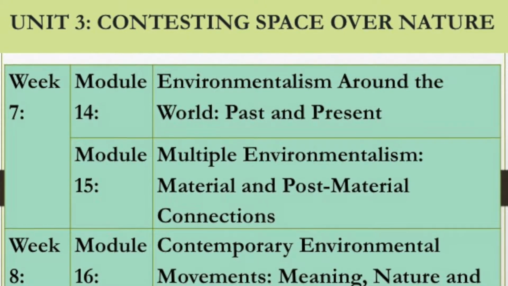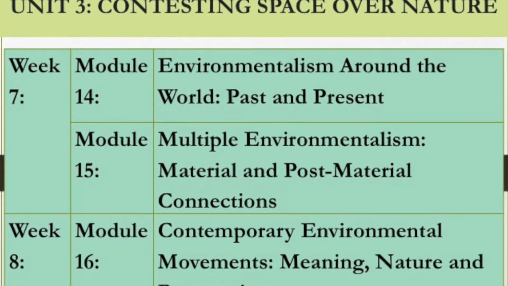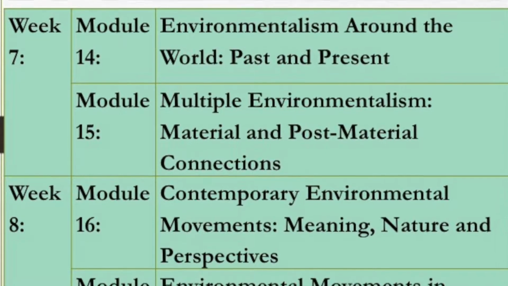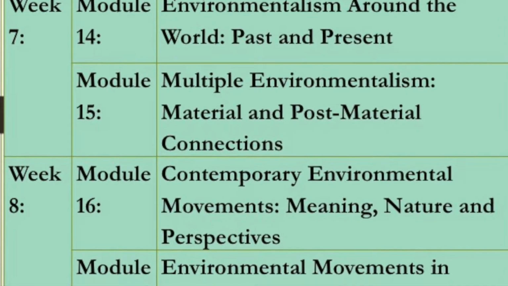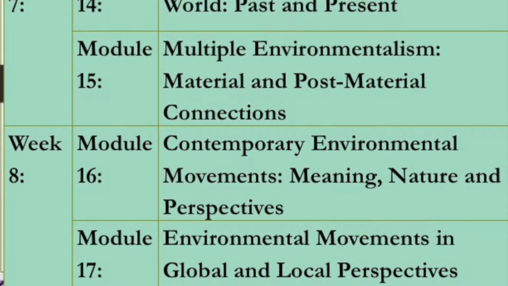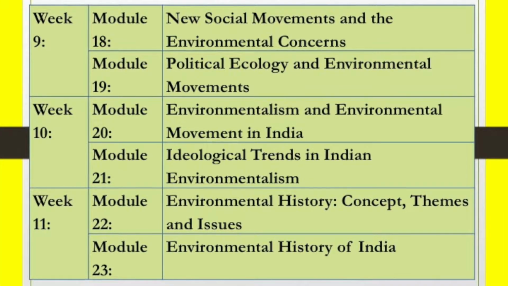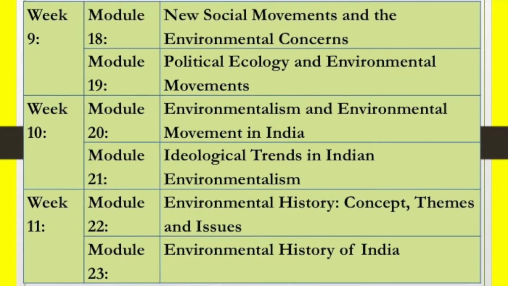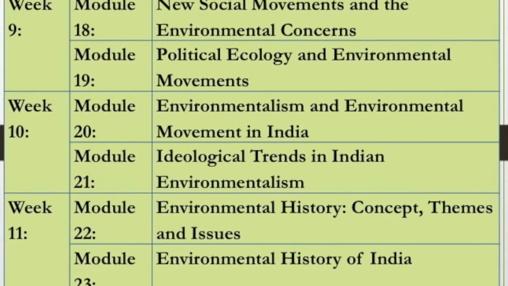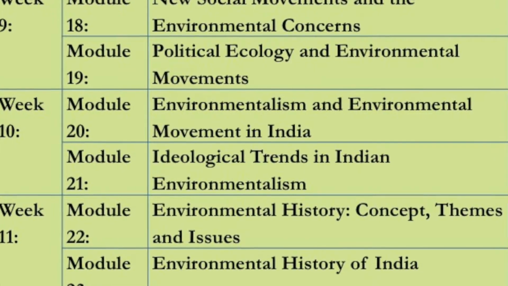Unit 3, Contesting Space over Nature, will be covered in 5 weeks with 10 core modules. It will include important topics like environmentalism around the world, contemporary environmental movements, global and local linkages of environmental movements, new social movements and environmental concerns, political ecology and environmental movements, environmental movements in India, and environmental history of India.